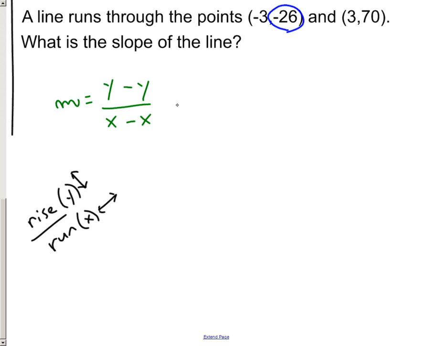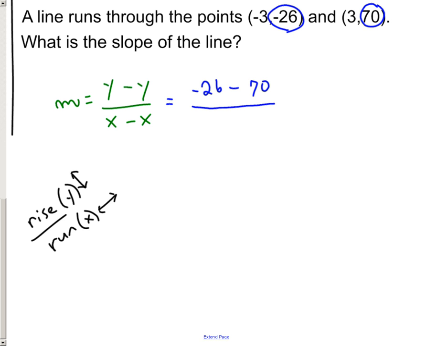-26 is my first y, so I'm going to put -26 there. That handles the first y. I need to put a minus sign in because that's in the equation. And now I need my second y value. My second y value is 70.